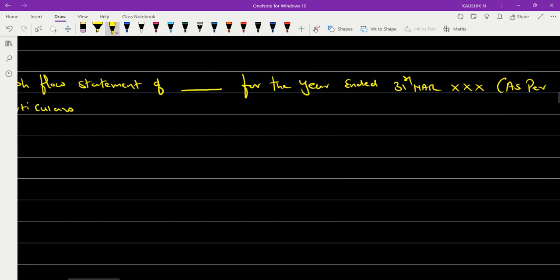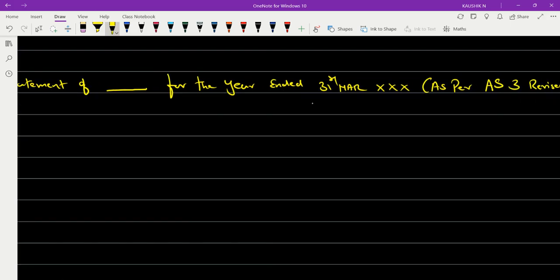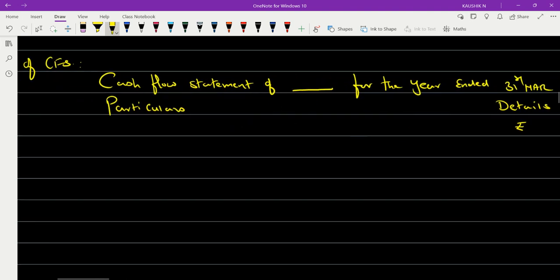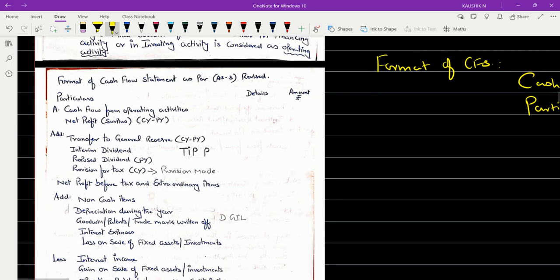Particulars column, then one column for details with rupee symbol, and one column for amount with rupee symbol. The first and foremost, the starting point, is going to be your first activity, that is cash flow from operating activity. We know there are three activities in cash flow, right?